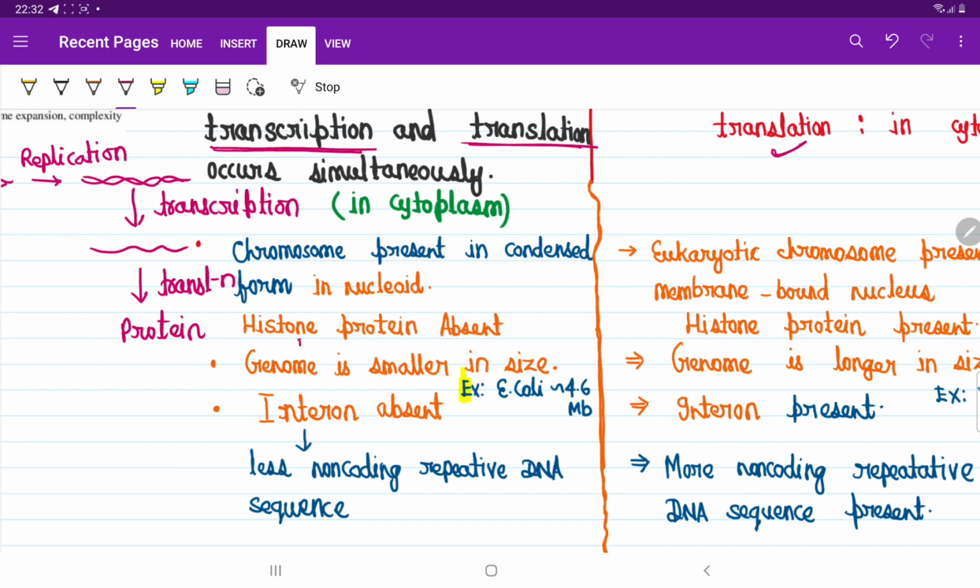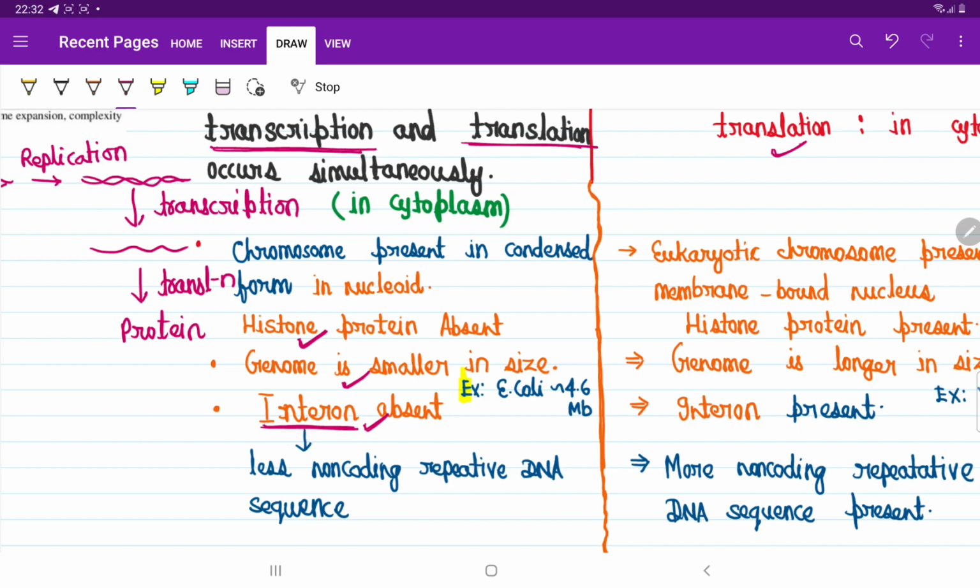Then the chromosome present in the prokaryote is present in condensed form in the nucleoid. They don't have histone protein, their genome is smaller in size, and they don't have introns. What is an intron, students? A DNA sequence is a huge chain of nitrogenous bases. In that sequence there are some regions that will not form messenger RNA, and those regions are called introns.